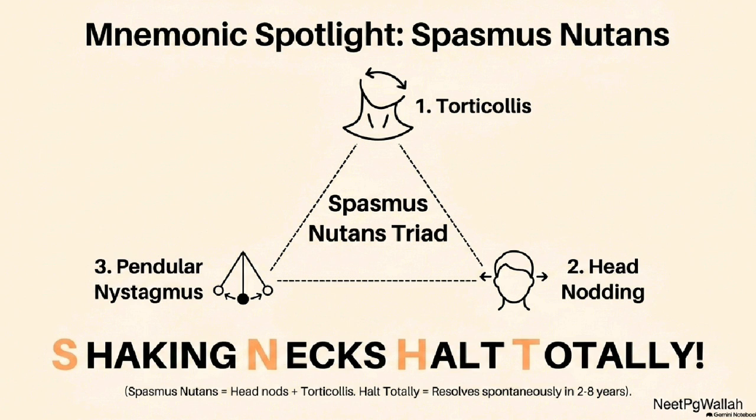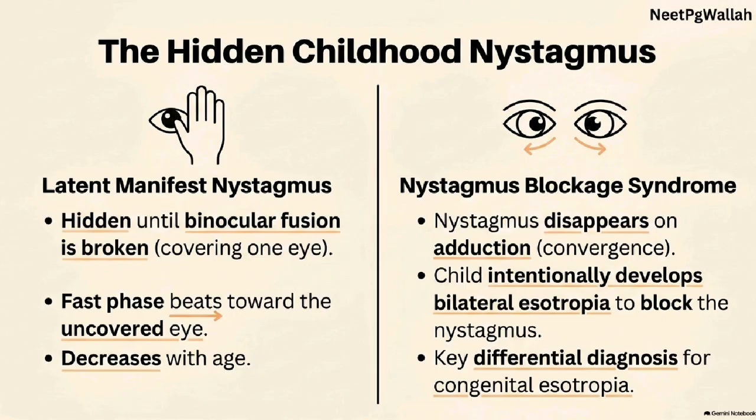This condition thankfully resolves completely on its own between ages 2 and 8. Let's compare two really distinct childhood presentations. Latent manifest nystagmus hides until binocular fusion is broken. Literally, it waits until one eye is covered up. When that happens, the fast phase beats toward the uncovered eye.